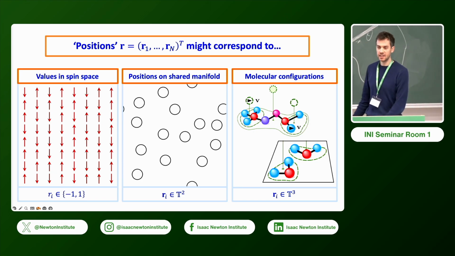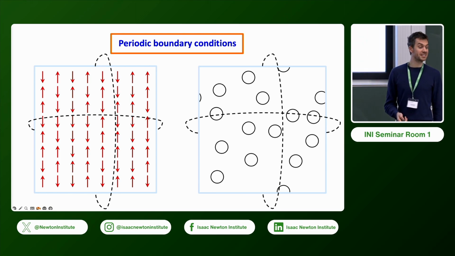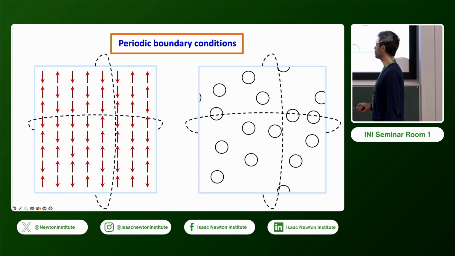Is that relatively clear? We're all good? Good. We typically have periodic boundaries, so I think you're all comfortable with this.